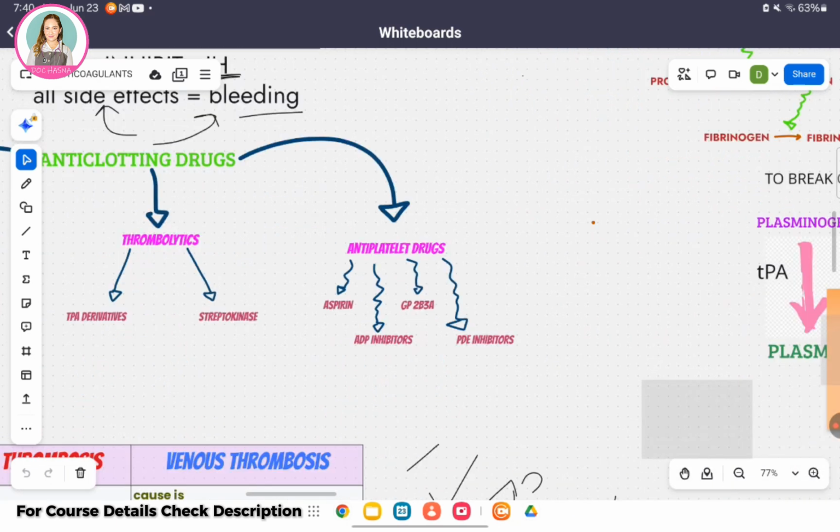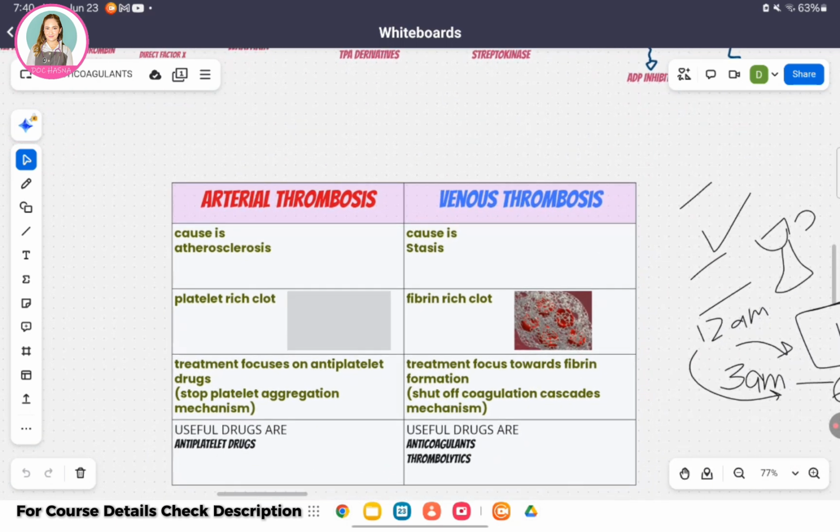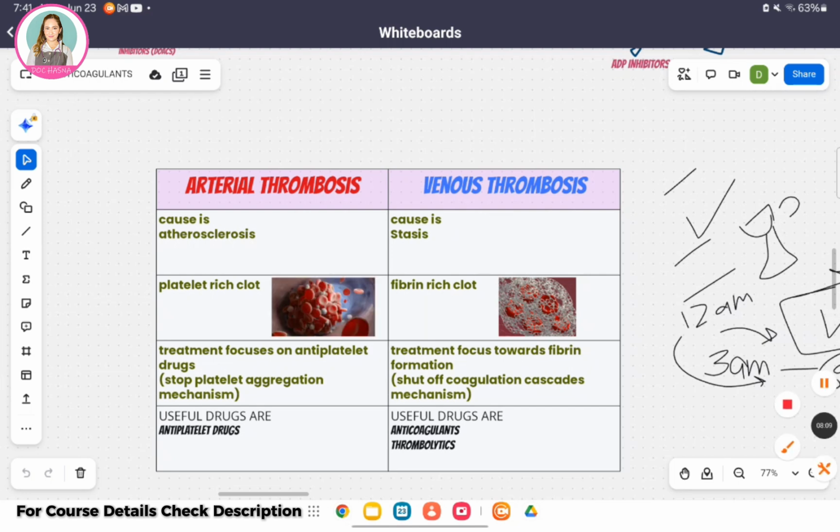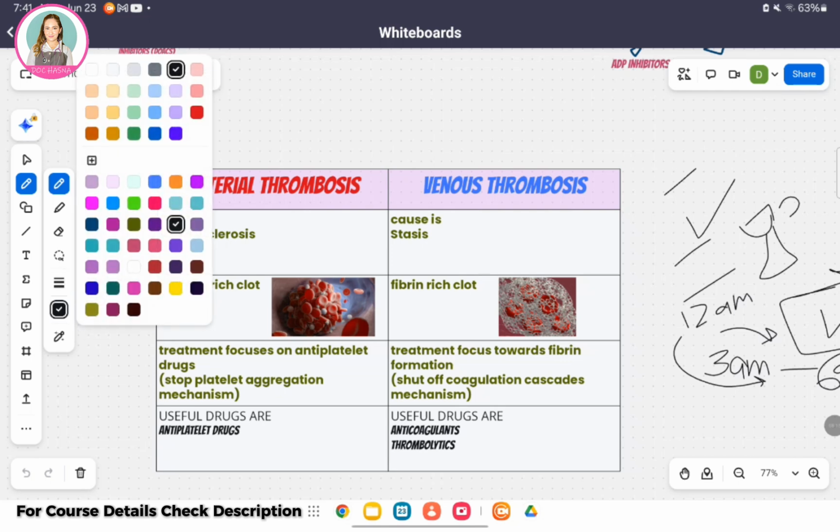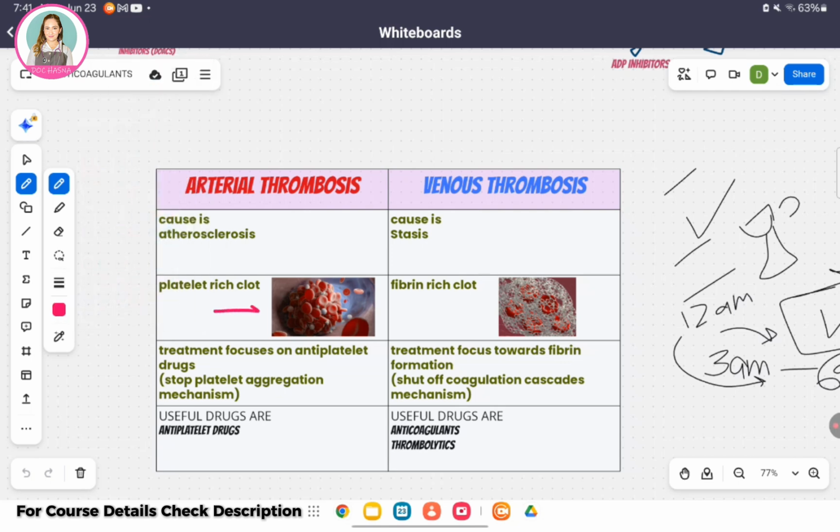Let me just show it to you in a picture first. As you can see over here, guys, you can see a platelet-rich clot and a fibrin-rich clot. There's a difference between the two, okay? How do we activate fibrin? Like, how do we tell fibrin, we need you? Fibrin is the thread today, okay? It's a thread. So how do we tell fibrin that there's been a bleed, you need to make a plug? And how do we tell platelets, there's been a bleed, please help us make a clot, okay?